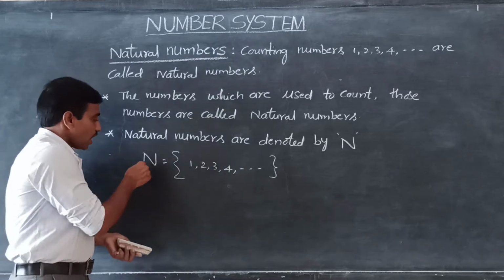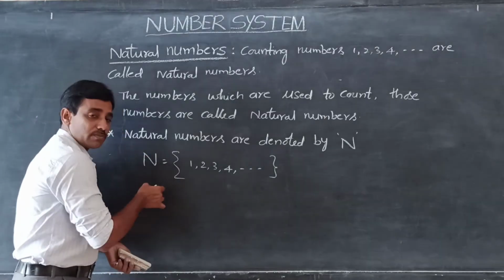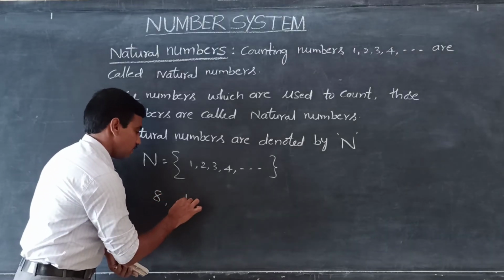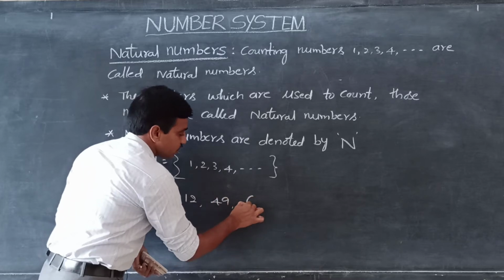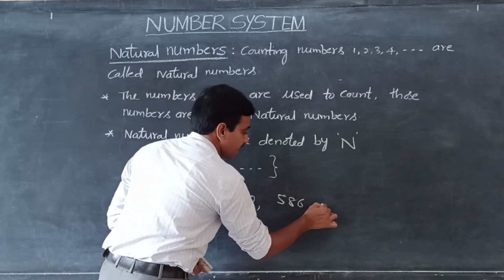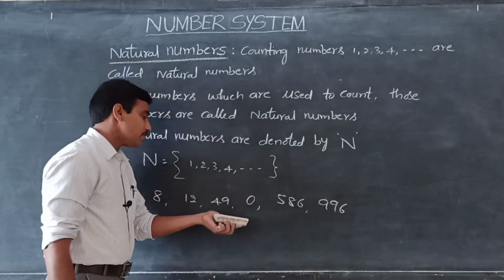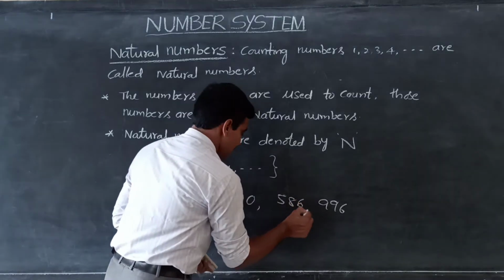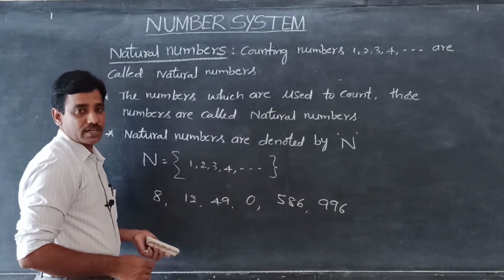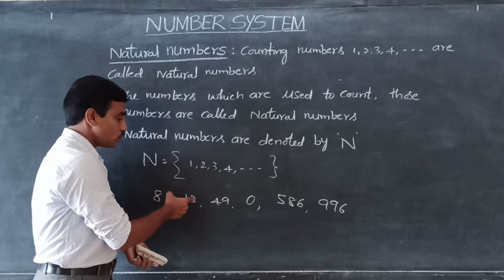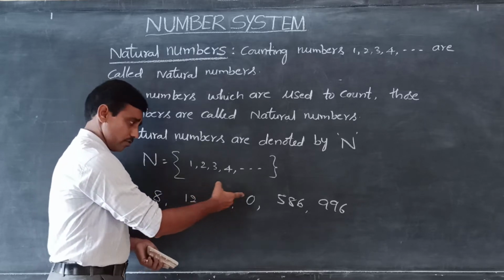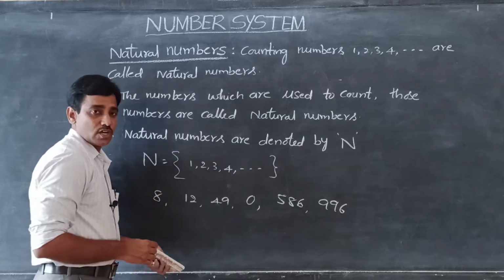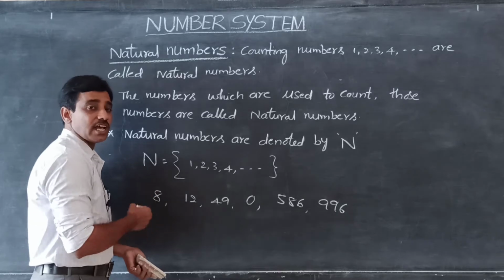Now, I will give some numbers here: 8, 12, 49, 0, 586, 996, like that. From this, which are natural numbers, which are not natural numbers? Here, while counting the numbers, we can get 8, 12, 49, 586, 996. Okay, we get these numbers. So, these are called counting numbers. That is, they are natural numbers.